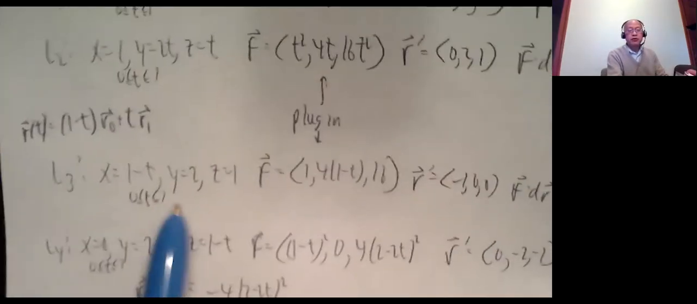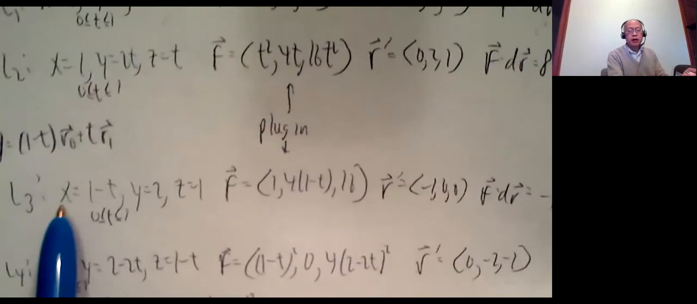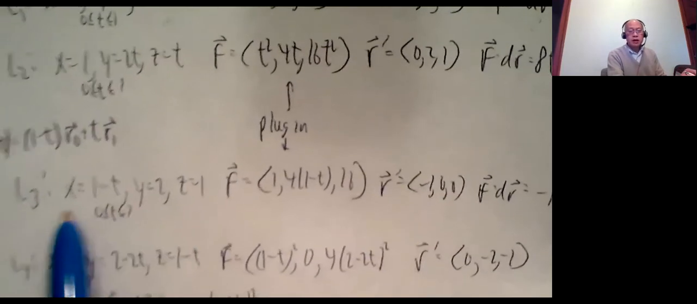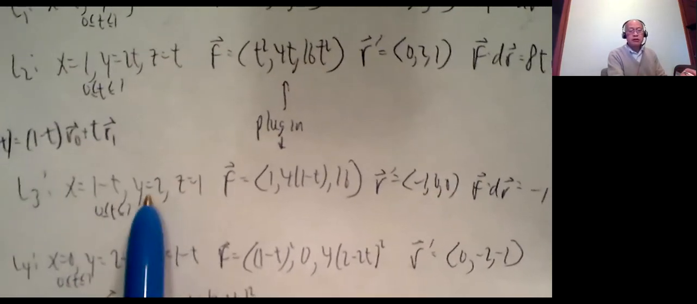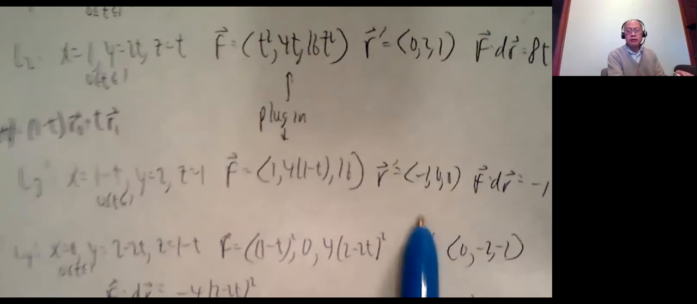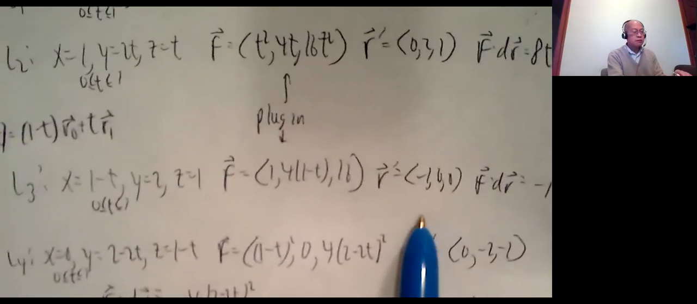Okay, L3. I established this before the break. So what is r prime or dr? The derivative of this is -1. The derivative of that is 0. The derivative of that is 0. So r prime is -1, 0, 0.